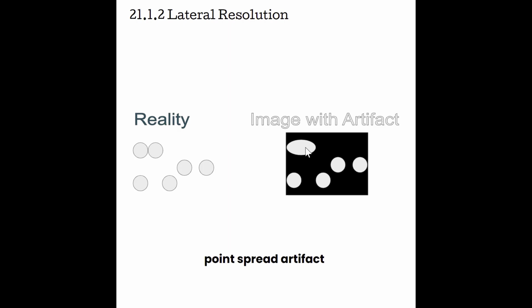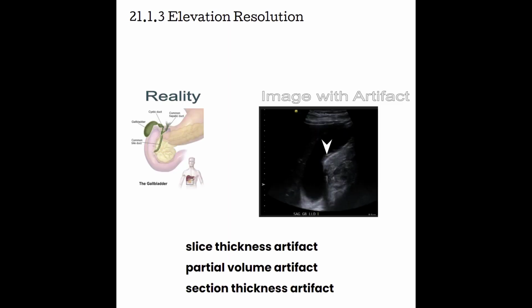Again, because this does not represent what is in reality, the anatomy of the body, this is an artifact. Elevational resolution is related to how thick the beam is. If the beam is too thick, echo information from above or below the slice can be detected in the image. When the elevation resolution is poor, the artifact is known as slice thickness artifact, partial volume artifact, or section thickness artifact.